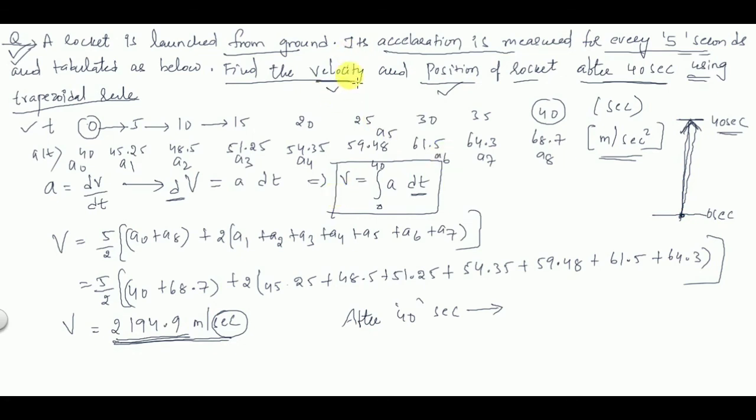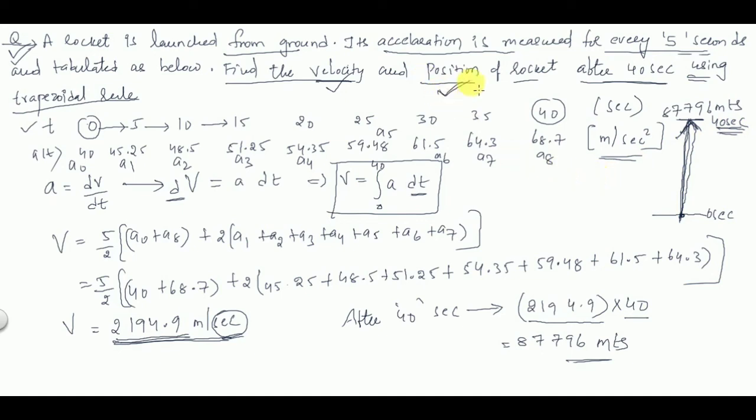So we have found the average velocity traveled for each and every second. So after 40 seconds it will be 2194.9 multiplied by 40. For each second it is 2194.9 meters, then for 40 seconds it will be 2194.9 multiplied by 40. So it will be 87796 meters. So the rocket is at 87796 meters from the ground after 40 seconds.